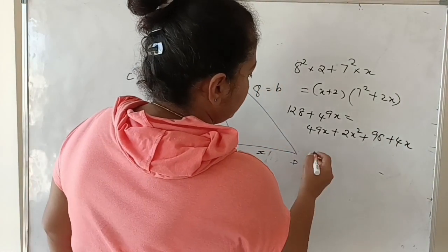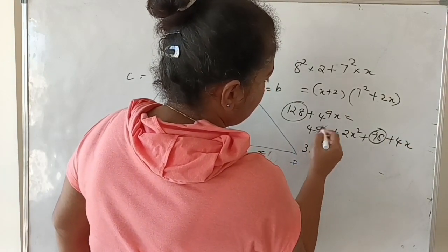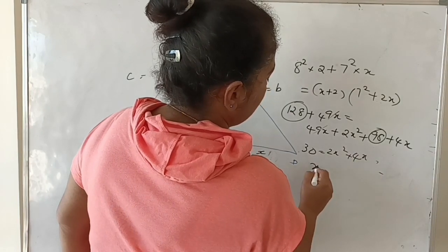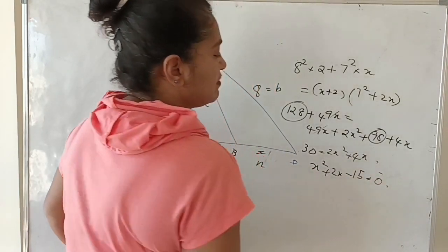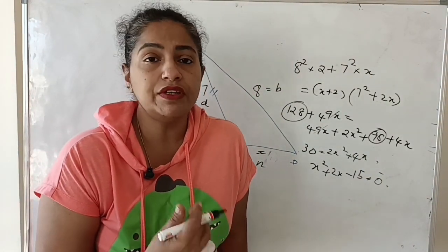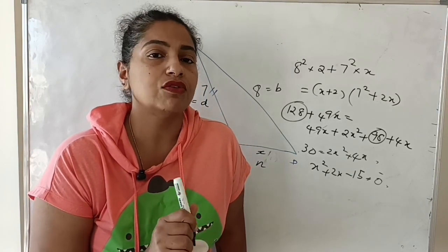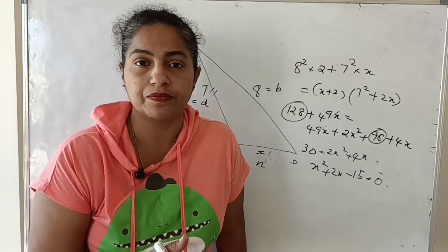Now we will get 30. 49x gets cancelled, is equal to 2x square plus 4x. So x square plus 2x minus 15 is equal to 0. It's the same quadratic equation that we obtained in the previous class. Solve it in order to get the value of x as, I guess, 3. Fine. So now let us move on to a few more examples of application of Stewart's theorem.